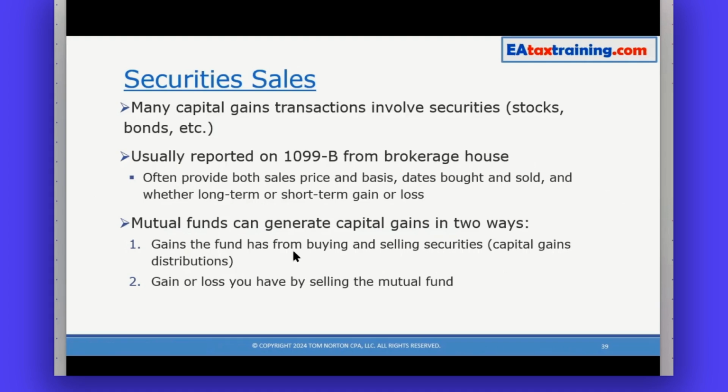Securities sales. As we've already discussed, many capital gains transactions involve securities: stocks, bonds, mutual funds, things like that. These are usually reported, as we said, on a 1099-B from a brokerage house, and they will often give you all the information you need. They'll give you the sales price, the basis, the dates, all of it. They'll even give you little codes that have to go on that form we saw before. They'll give you everything you need right on the 1099-B.